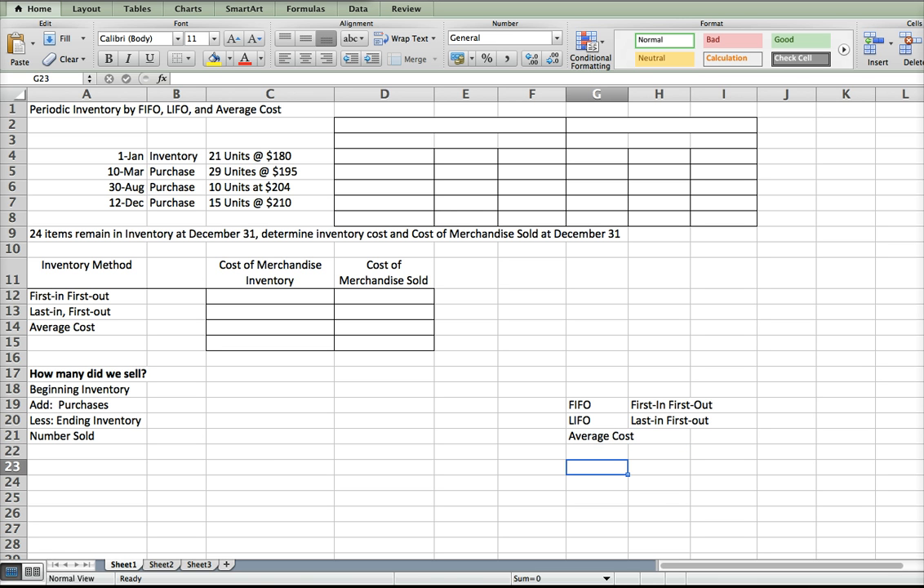Alright, let's look at FIFO first. This cost assumption is going to assume that we're going to sell the oldest items first. So if you have an inflationary period where your oldest items are less expensive, then you're going to expense the less expensive ones first, and you'll have the more expensive items in your inventory.